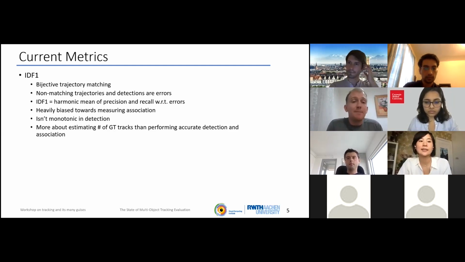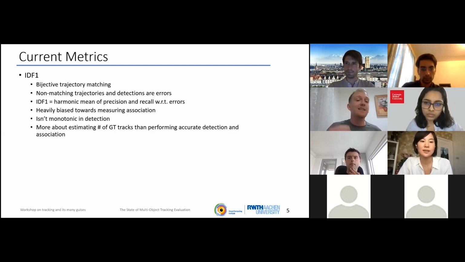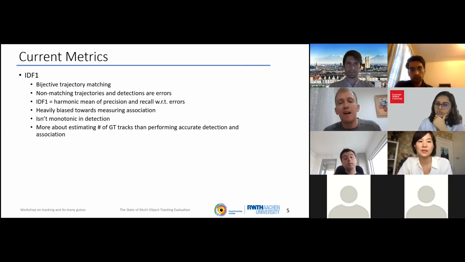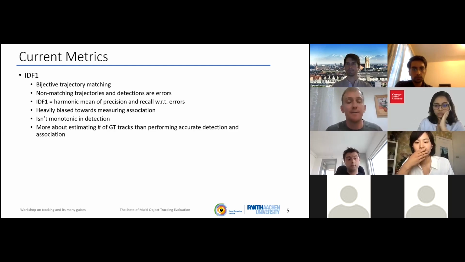Unlike MOTA, it's actually the opposite. It ends up being heavily biased towards measuring association, and this is because it isn't even monotonic in detection. In IDF1, when adding in correct detections, correct tracks, if they don't end up being matched to a ground truth track because another track already is, these will actually count as negatives and decrease the score, even though you're adding correct detections. So at the end of the day, IDF1 ends up being more about estimating the correct number of ground truth tracks with your predicted tracks, rather than actually measuring detection and association respectively.